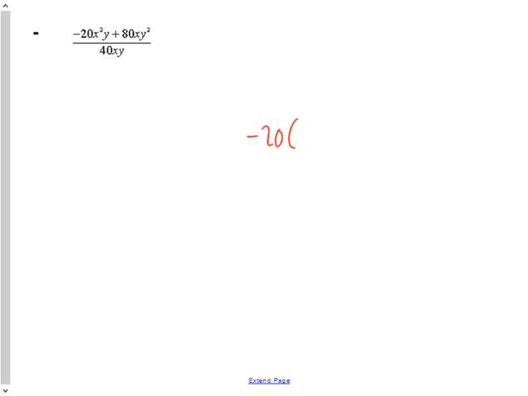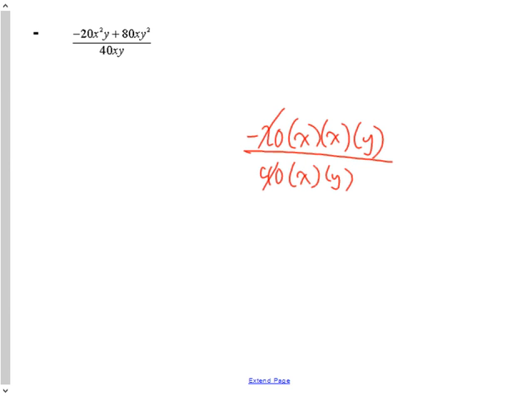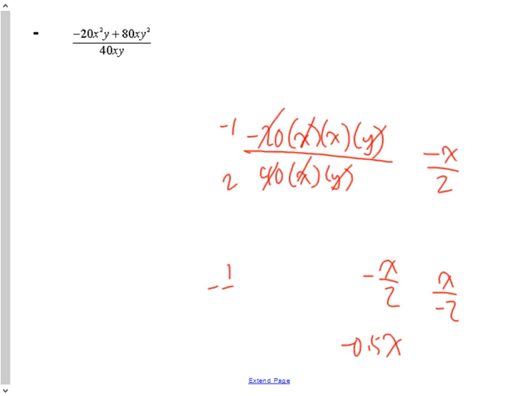Negative 20x squared y, written like that in its parts, divided by 40x y, or 40 times x times y. When I simplify this, this is going to be a negative 1 over 2. That's going to cancel each other out. That's going to cancel each other out. I'm going to be left with a negative x over 2, or an x over negative 2, or a negative 0.5x, if you wanted to, or a negative 1/2 x. All 5 of those are the same thing.